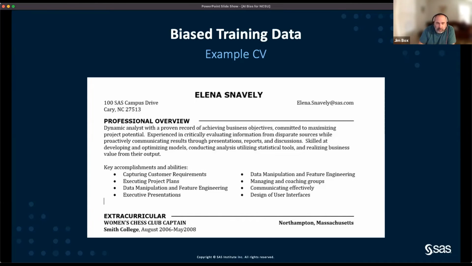So the first thing this thing notices is that Elena was part of the women's chess club, right? So there's the word women right on the resume. Also her name itself would have been one of these other things that triggered. So the model was actually degrading her score because it said women's chess in there.